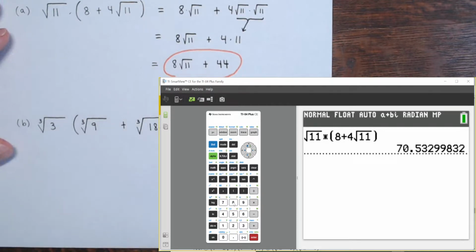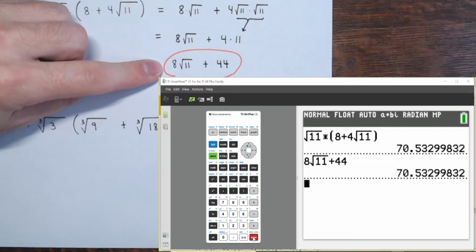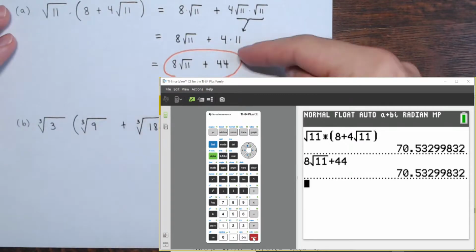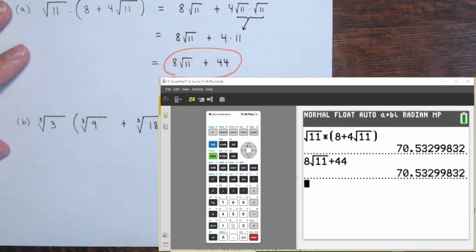All right, so I ended up with 8 times the square root of 11, or 8 root 11 like this, then plus 44. And look at that. It's exactly the same value. Now remember I said don't put these together? Very often people will make that mistake and put the 44 with the 8 and say this is equal to 52 times the square root of 11.